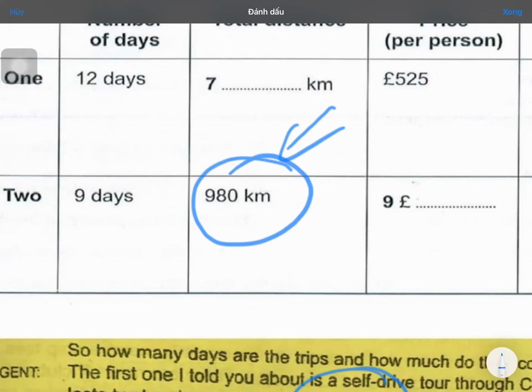980 kilometer. Kilometers. Kilometers. Yeah. Can you say the number again? Just say the number again. 980 kilometers.